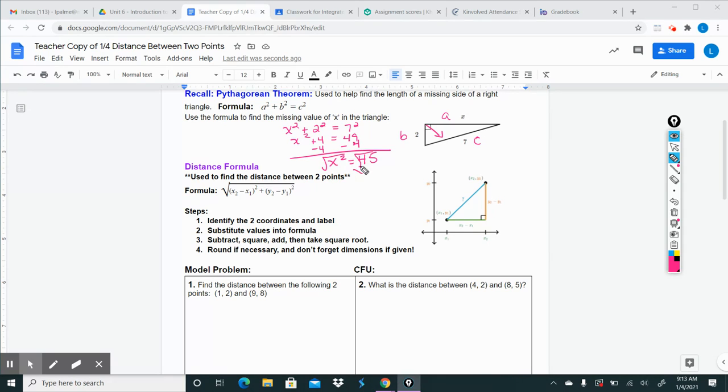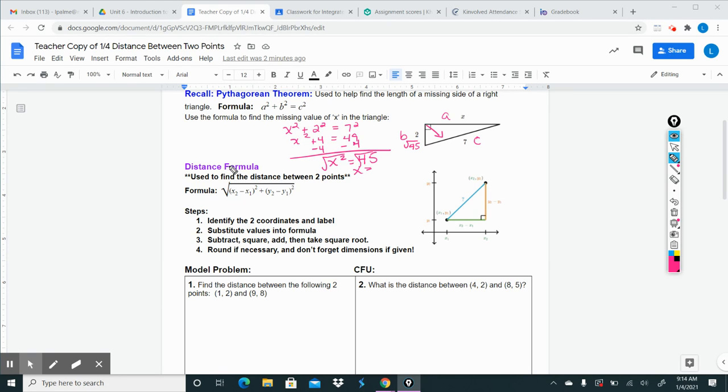The square root of x squared is just x. The square root of 45 ends up being a decimal. So for our sake right here, we're going to leave it as the square root of 45 because it doesn't state to round to the nearest hundredth or anything like that. But if it does, you would go ahead and calculate that and round to the appropriate place value.